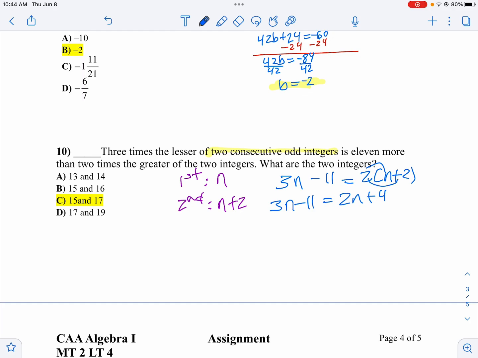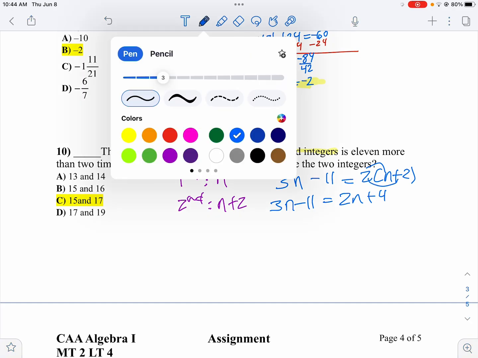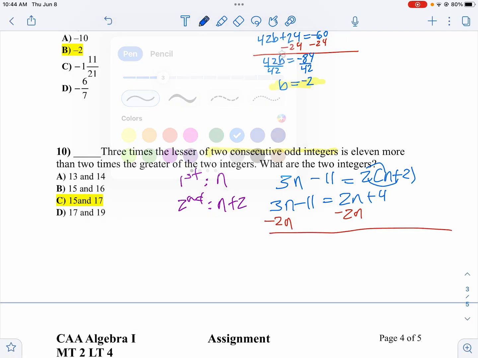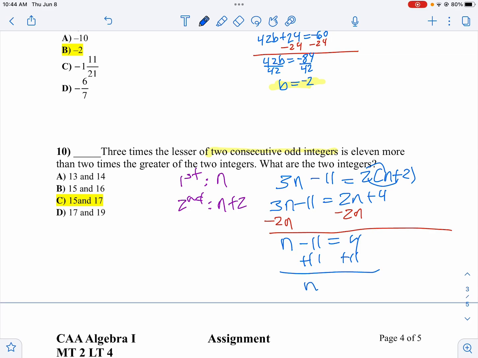Now let's get all the n's on one side. I always like to move the smaller one. So we're going to minus 2n from both sides. So then we're going to get n minus 11 equals 4. Add 11 to both sides. I don't know why I said that. So n equals 15. So my smaller number is 15. My bigger one would be 15 plus 2, which would be 17. So 15 and 17, your correct answer is C.